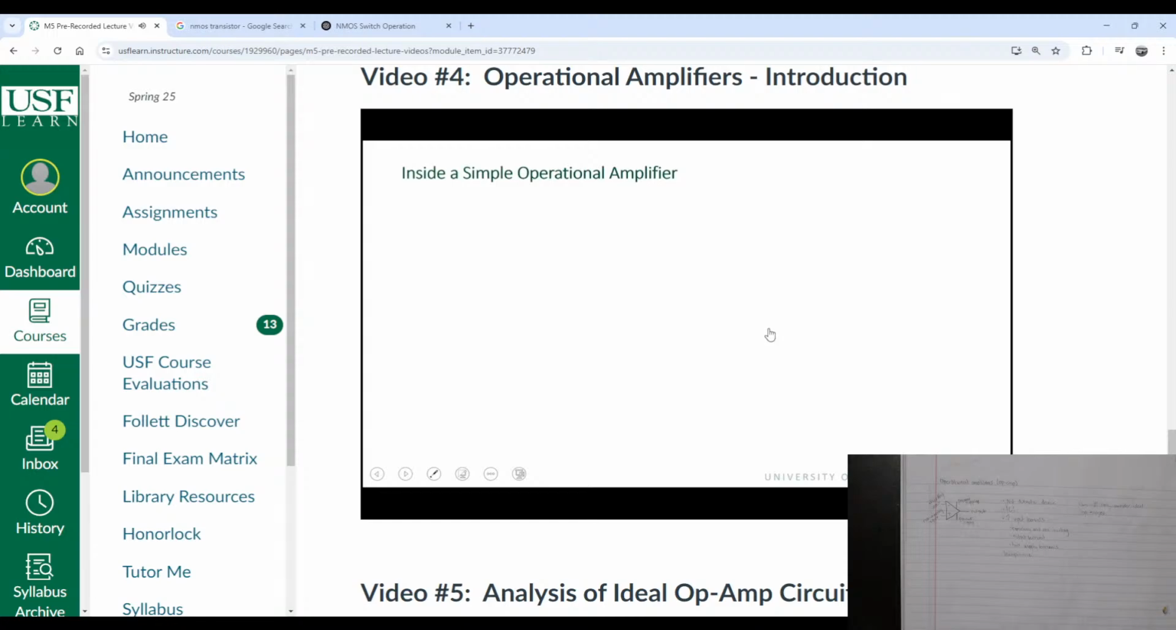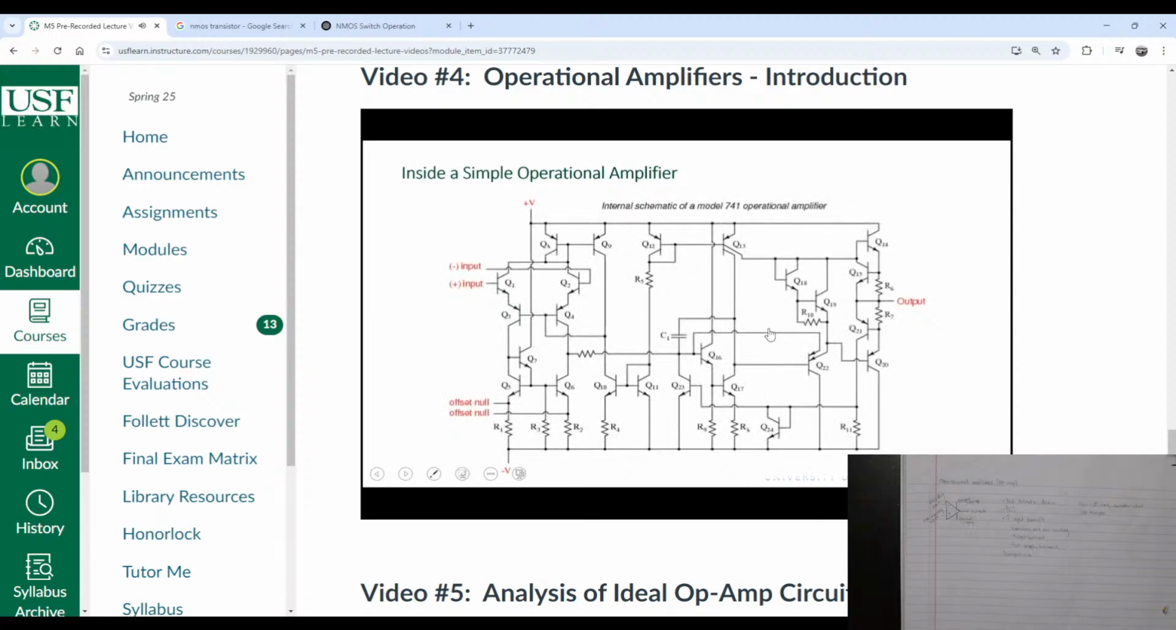Now let's take a quick look at what's inside what I call a simple op-amp. This is the schematic for the 741. Again, the 741 is not necessarily the best, but it's quite cheap and very useful. Notice that you've got a bunch of transistors interconnected. There's a capacitor somewhere in the middle. There's also a lot of resistors. If you look for the highest number on the transistors, the highest number is 24. So there's at least 24 transistors that make up this operational amplifier.